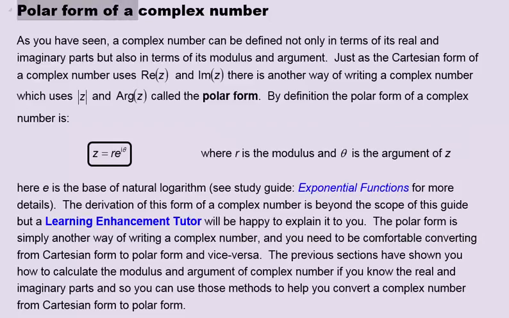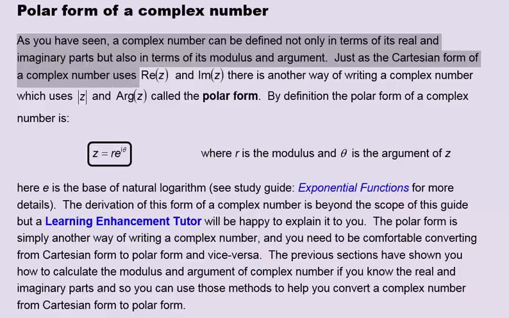Polar form of a complex number. As you have seen, a complex number can be defined not only in terms of its real and imaginary parts, but also in terms of its modulus and argument. Just as the Cartesian form of a complex number uses the real part of Z and the imaginary part of Z, there is another way of writing a complex number which uses the magnitude of Z and the argument of Z, called the polar form.